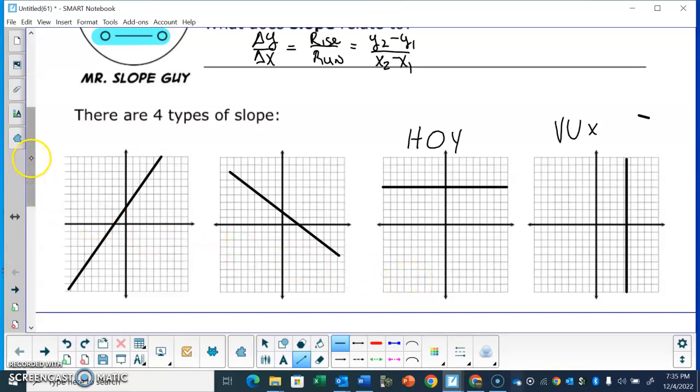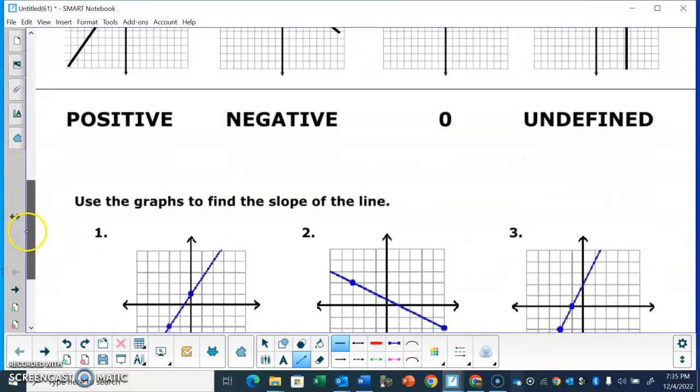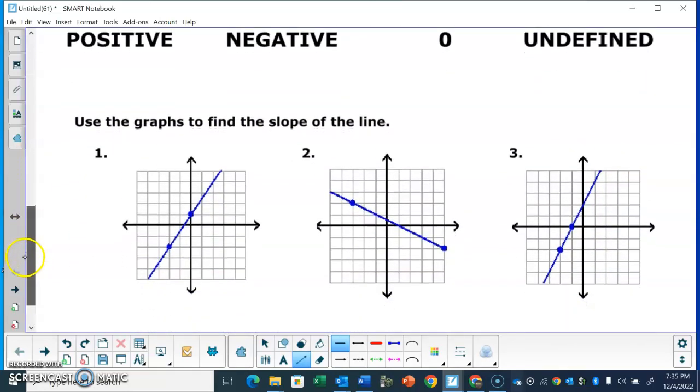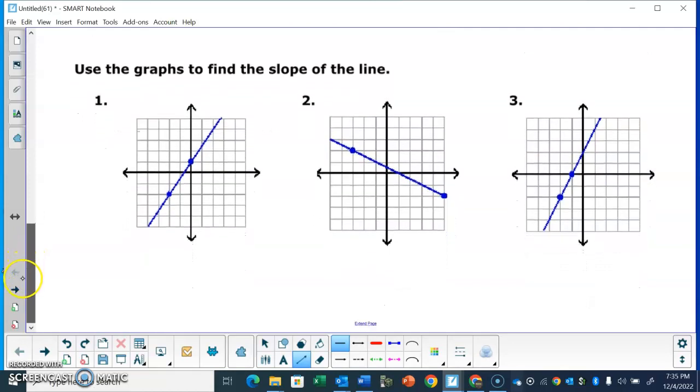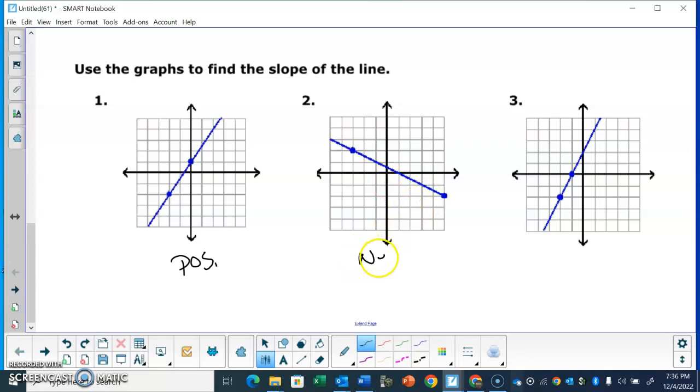You have to know what they are. You see them. So let's take a look at our graphs down here, and we're just going to ask you to simply identify what type of slope you have. Number one, it's going up from left to right. So that's positive. Number two, going down from left to right. That's negative. Check this one out. This one is going up from left to right, so that is positive.